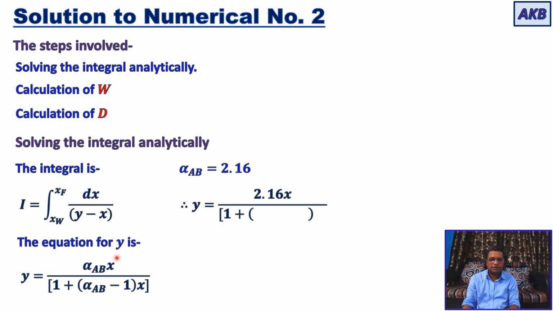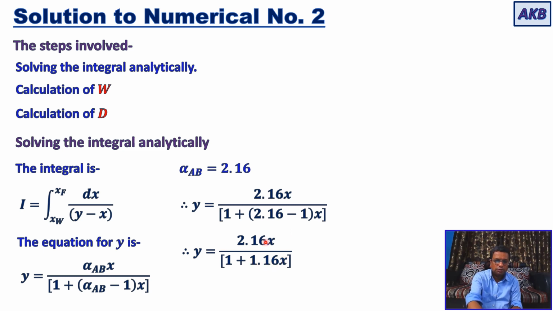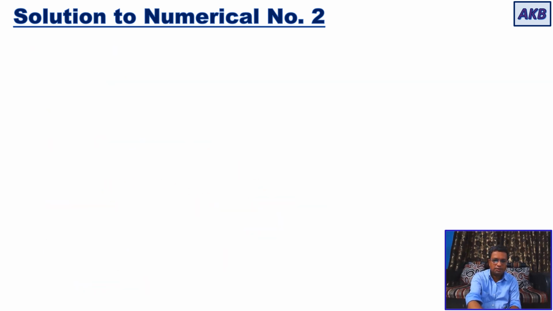So if you use that value, you have y is equal to 2.16x divided by 1 plus (2.16 minus 1) into x. That is y is equal to 2.16x divided by 1 plus 1.16x. 2.16 minus 1 is 1.16. Okay. So we will be using this equation for y in the integral. Okay, so let us do that.